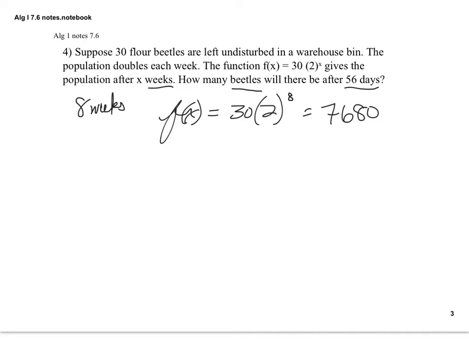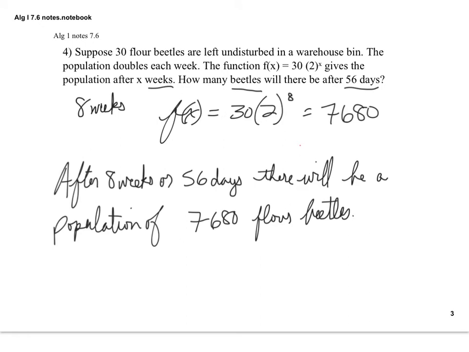All right? And so when you guys are doing these sort of problems, you need to give it some context. So you need to say it in some sort of sentence. And I wrote really fast. It was so fast you couldn't even see it. But after 8 weeks or 56 days, there will be a population of 7,680 flower beetles.